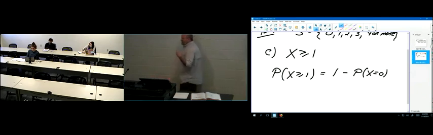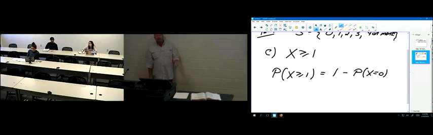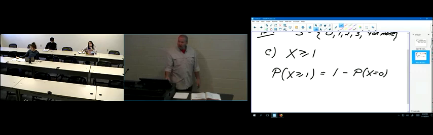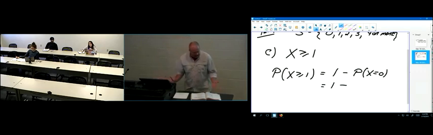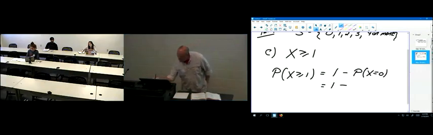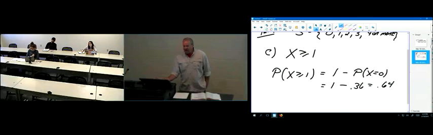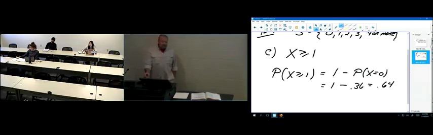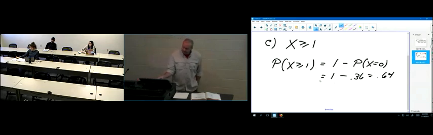Remember, the probability that something occurs is equal to 1 minus the probability it doesn't occur. Well, the only one you're missing here when you're looking at X being bigger than or equal to 1 is X being 0, right? So I can go at it this way and say that's equal to 1 minus the probability that they had a 0 average cup of coffee per day, which is 0.36. So it looks to me like this probability is 0.64.